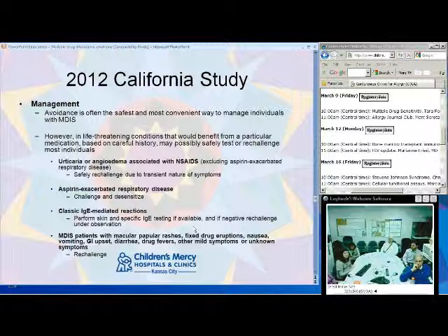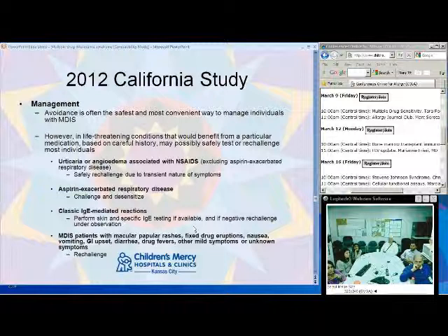So they said that if you do a careful history, they felt like it was safe to test or rechallenge most of these patients. So if you have urticaria or angioedema associated with NSAIDs, excluding aspirin exacerbated respiratory disease, they felt like it was safe to rechallenge because a lot of these symptoms are transient in nature and could be treated with an antihistamine. With aspirin exacerbated respiratory disease, that's obviously a different process. So you need to challenge them to prove it and then desensitize them to aspirin. For the classic IgE-mediated reactions, obviously, if available, you want to perform skin testing and specific IgE testing. And if negative, rechallenge under observation, which, you know, we've all done before.